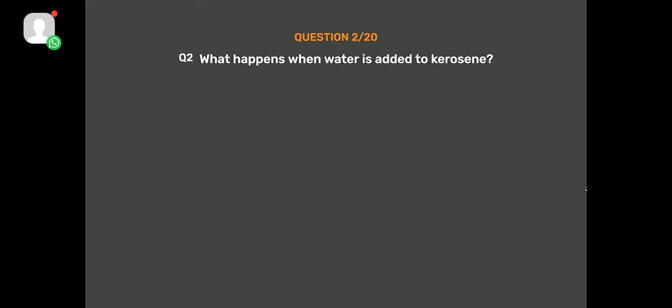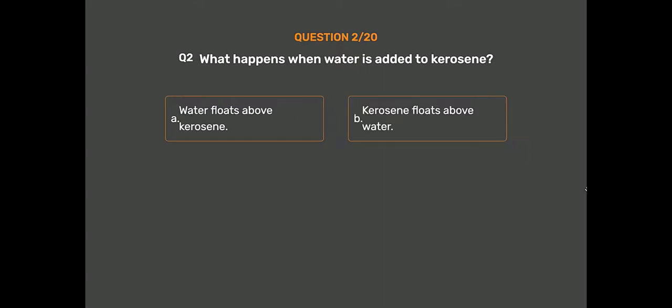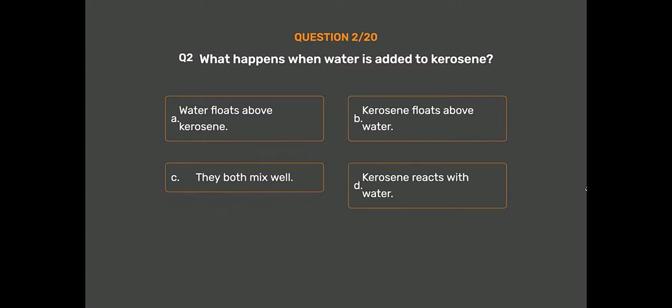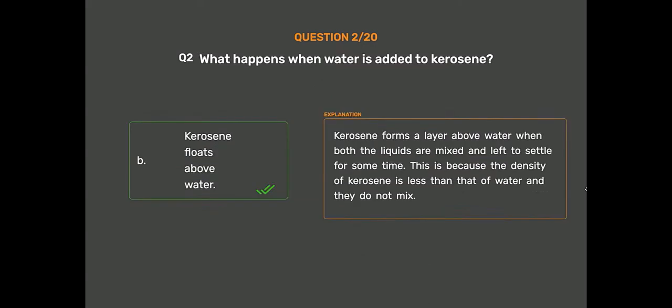Question number 2. What happens when water is added to kerosene? Option A. Water floats above kerosene. Option B. Kerosene floats above water. Option C. They both mix well. Option D. Kerosene reacts with water. The correct answer is option B. Kerosene floats above water. Kerosene forms a layer above water when both the liquids are mixed and left to settle for some time. This is because the density of kerosene is less than that of water and they do not mix.